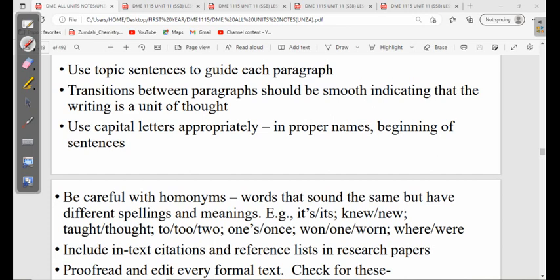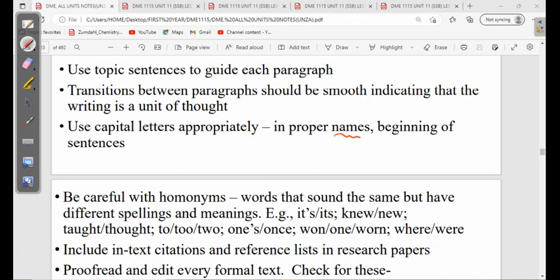And use capital letters appropriately in proper names and at the beginning of sentences. So you just don't use capital letters anyhow, unless for proper names, such as names of animals and humans. And also at the beginning of each sentence, make sure that you get to use a capital letter.